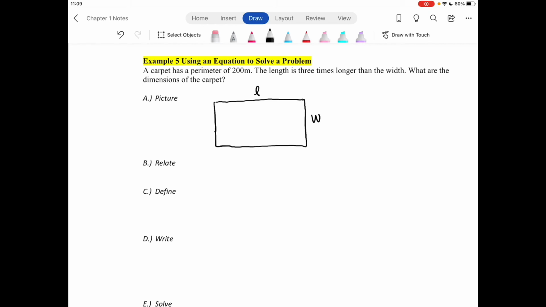Well, we need to have an equation that relates perimeter, length, and width all together. Remember, the perimeter is equal to 2 times the length plus 2 times the width. But now we need to figure out, what are our variables? Yes, we have length and width, but we can't solve for 2 variables at once. So we're going to say that w is going to equal our width.